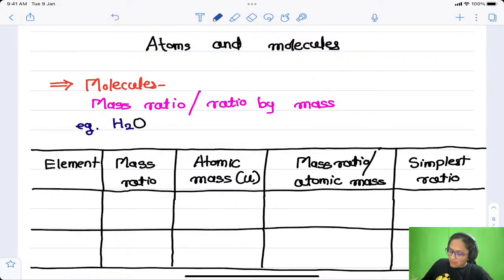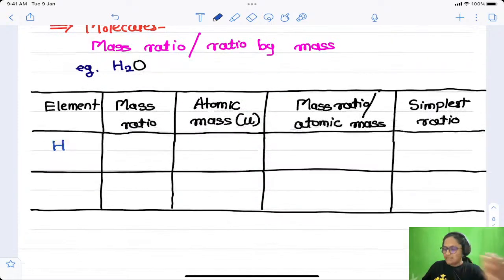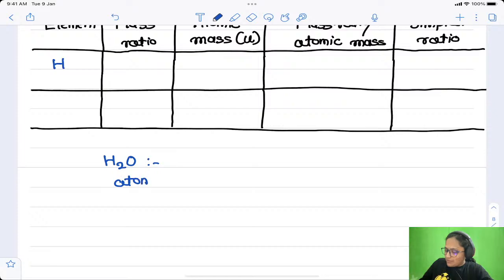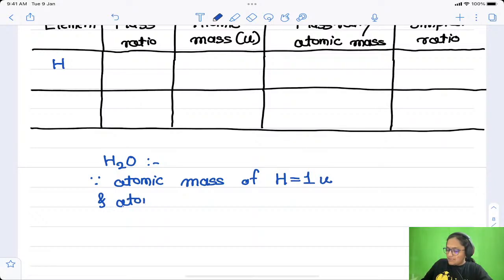So first of all, let us write down for hydrogen. I'll just revise finding out the mass ratio for H2O. H2O has hydrogen and oxygen. The atomic mass of hydrogen is 1 unit, and the atomic mass of oxygen is 16. The atomic mass of oxygen is 16 atomic mass units, that is U.